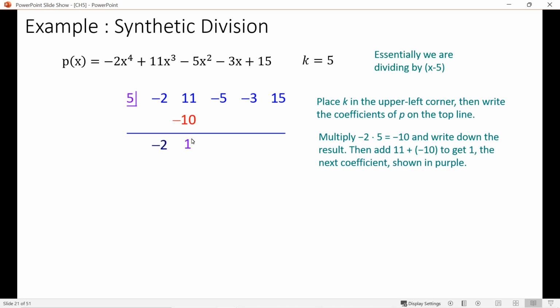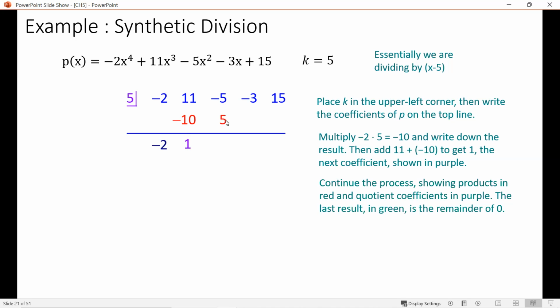Then we add those 2 rows and we get a 1. What's 5 times 1? It's going to be 5. We add these 2 rows and we get a 0. What's 5 times 0? It's going to be 0. We add the 2 rows and we get a negative 3. What's 5 times negative 3? It's negative 15. We add those 2 rows, we get a 0.